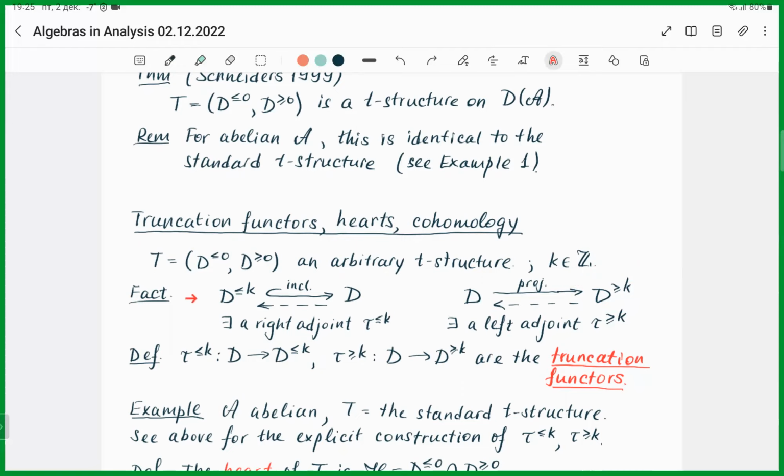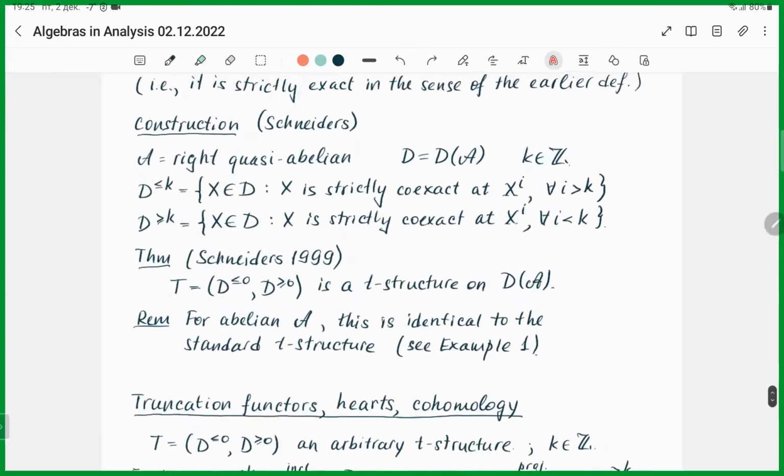Okay, so a standard fact is that this inclusion has a right adjoint, which acts from D to this subcategory. And the second fact is that this projection has a left adjoint functor. And these two functors are called the truncation functors. In the case where our category A is abelian, and the T-structure is the standard T-structure, these truncation functors are identical to the truncation functors which were discussed before. So let's look at them once again.